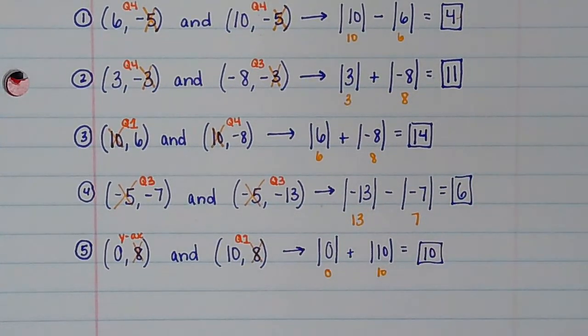Okay? So like I said, the main point of this lesson is finding which quadrant they're in and then knowing if you need to add or subtract. Same quadrant, you subtract. If they're in different quadrants, you add them. Okay, and remember, you're always going to find the absolute value because distance can't be negative. Okay?